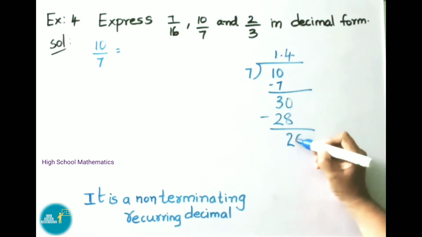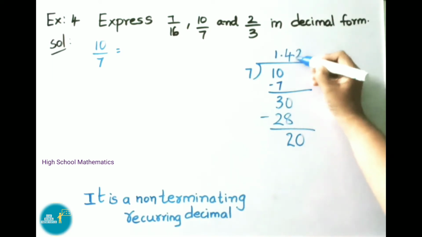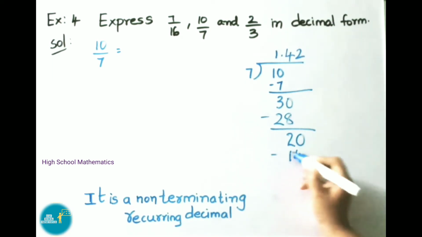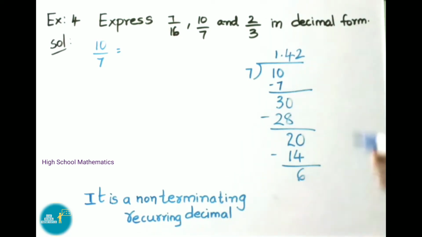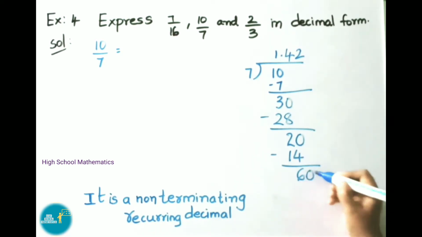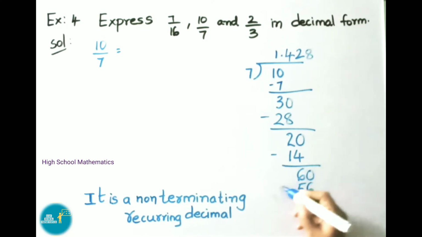Decimal is there, we place a 0 here. Now the number is 20. 7 twos are 14. 20 minus 14 is 6. 6 is less than 7, so decimal is there, add a 0. Now the number is 60. We know 7 eights are 56. 60 minus 56, we get a remainder 4.